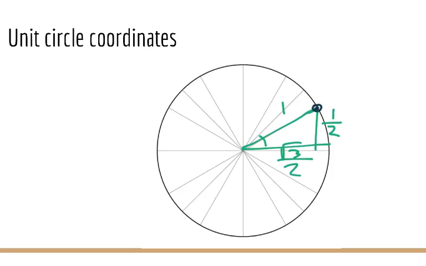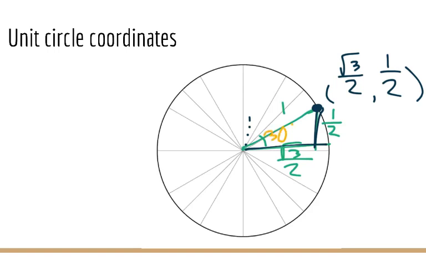So now if I ask you for these coordinates right here, I would know that the first one is, remember, the x value, which is how far over it goes, which in this case, the length of that horizontal distance was square root 3 over 2. And the y value is how far up something goes. So at this point, how far up is it? Well, it's 1/2, measured by this length right here. So now I'm going to write in that this was a 30-degree triangle.